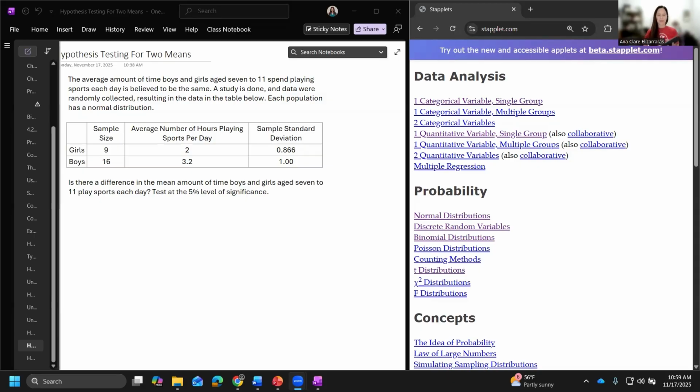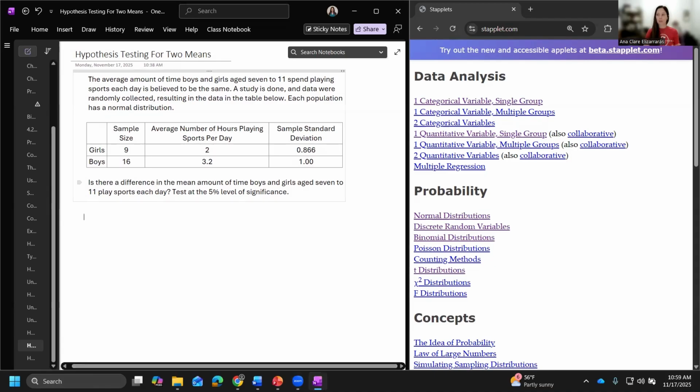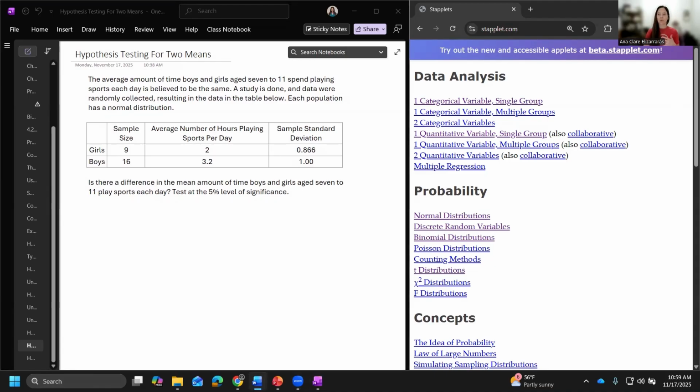We have been performing inference, and now we're going to be actually calculating or performing inference for two groups rather than a single group. We have been dealing with proportions and means, and in our previous video, we talked about how you would go about checking conditions and performing calculations, and now we're actually going to put that into practice. And we're going to start out by dealing with means.